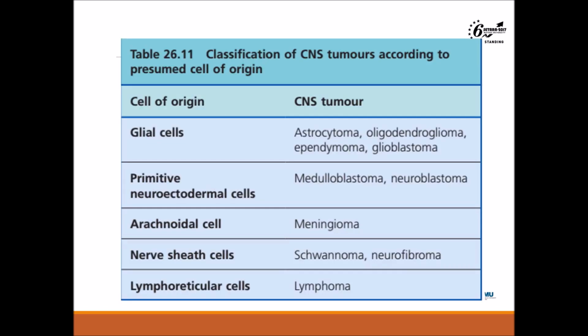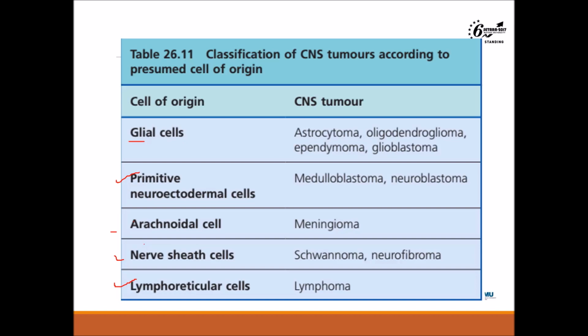There are many types of CNS tumors, and their classification is based on the cells of origin. As you all know, in the CNS we have glial cells, primitive neuroectodermal cells, arachnoidal cells that line the meninges, nerve sheath cells that line the nerves, and lympho-reticular cells. Okay, so the CNS tumor is named according to its cell of origin.